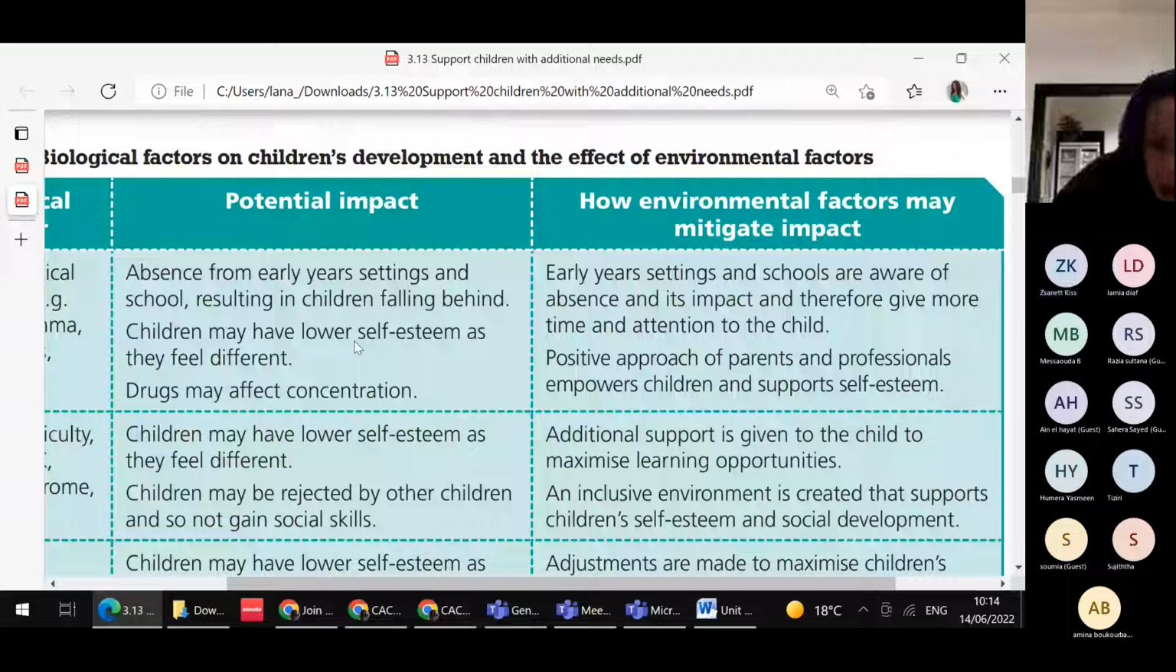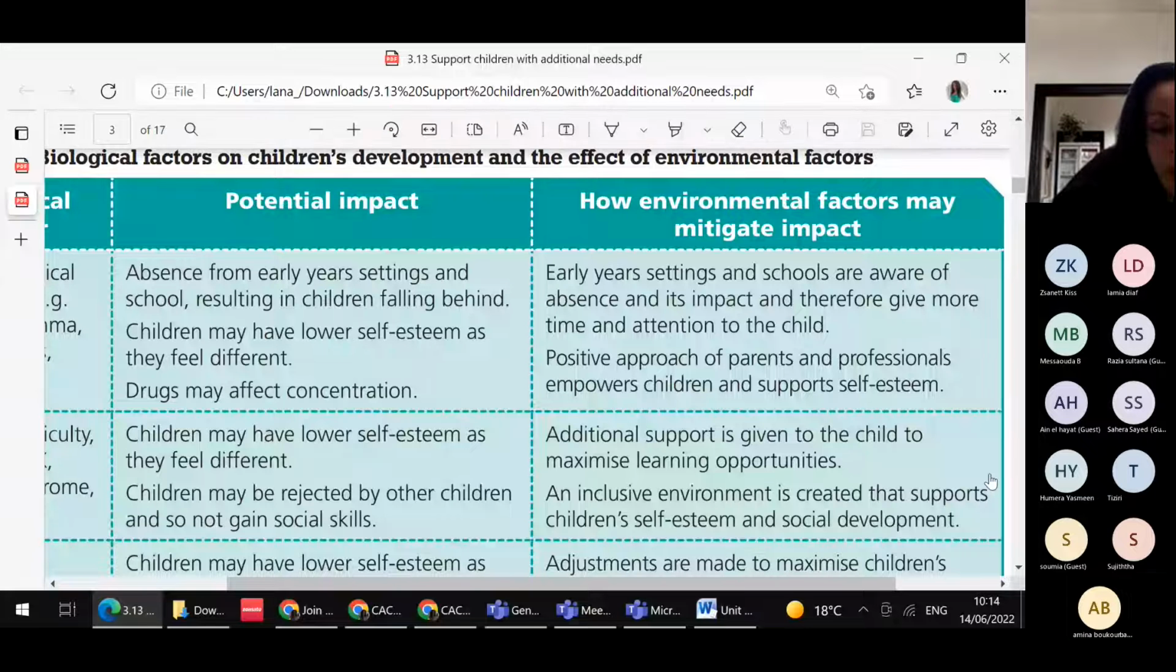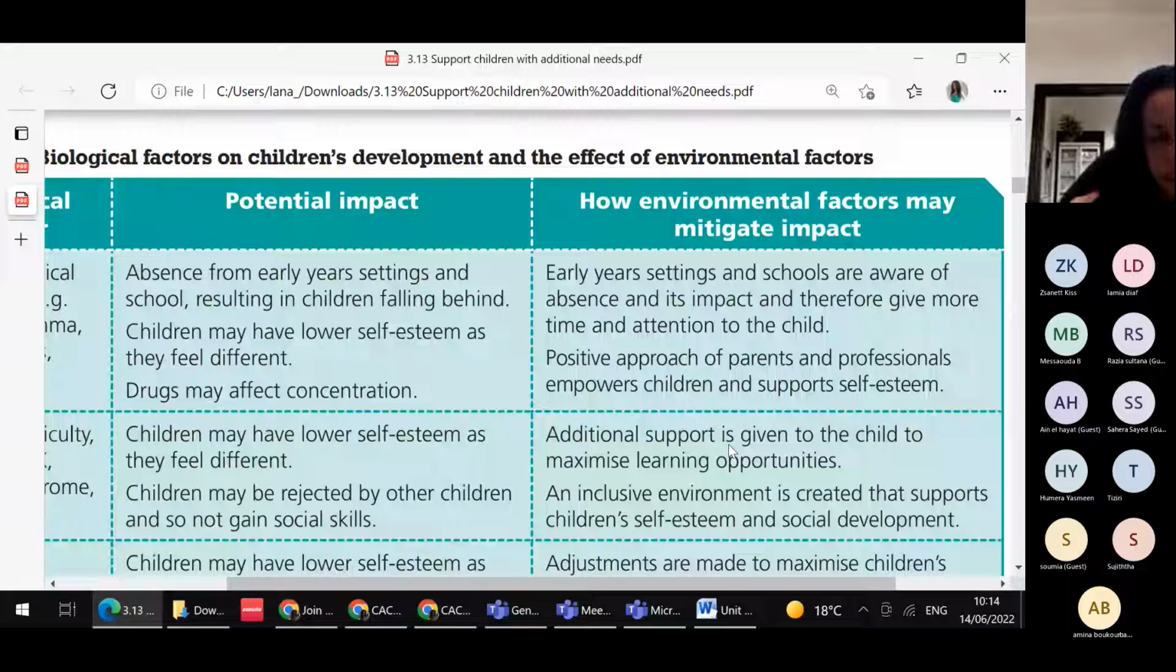Also, their self-esteem will be affected because the child wouldn't be happy that he's a little bit different from everyone else. Why doesn't everyone have this asthma or chronic disease while he does? Also, the drugs the child takes may affect his concentration, affect his life. So all this is a potential impact on the child's development.